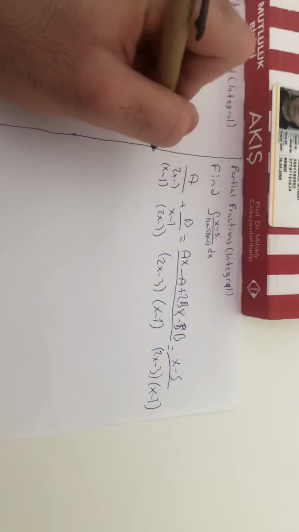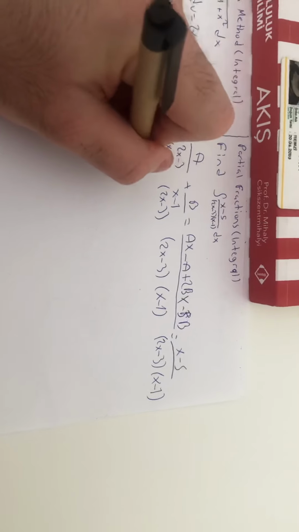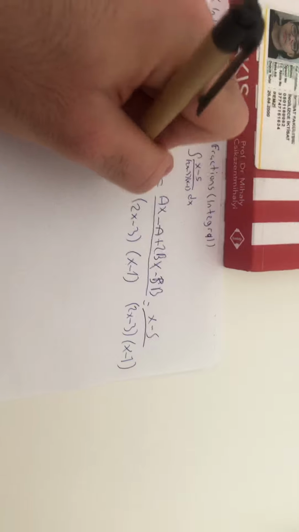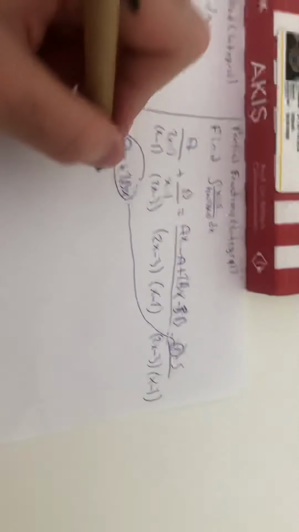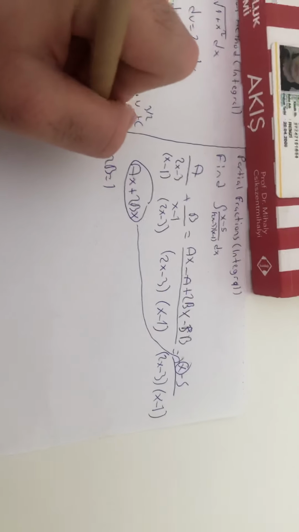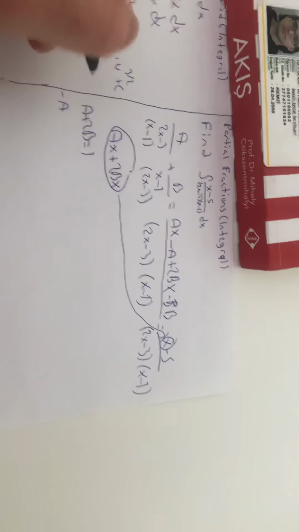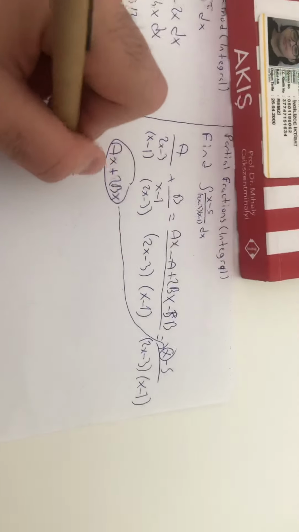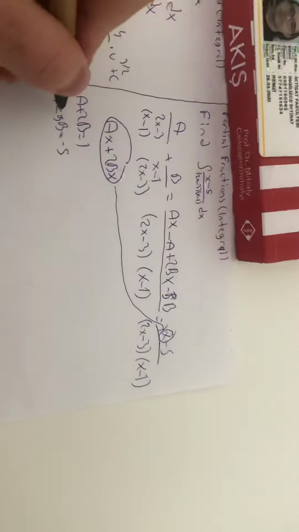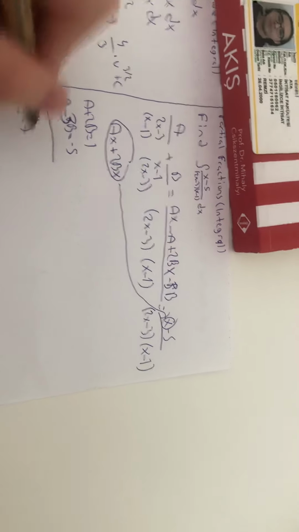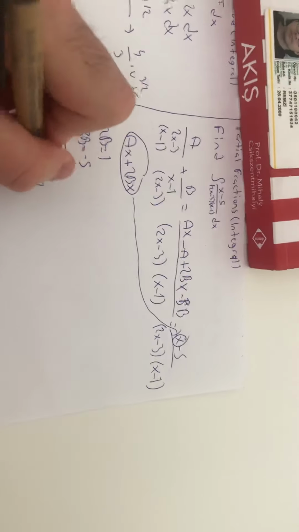And then we'll realize that ax plus 2bx have the same parameter of x, so a plus 2b equals 1, and minus a minus 3b equals minus 5. When we sum up the equations, a will be equal to minus 7 and b will be equal to 4.